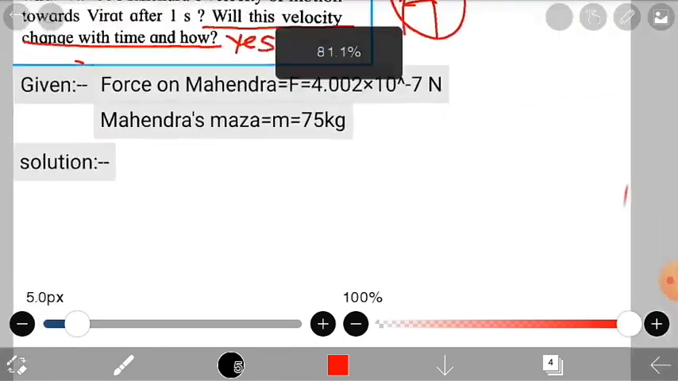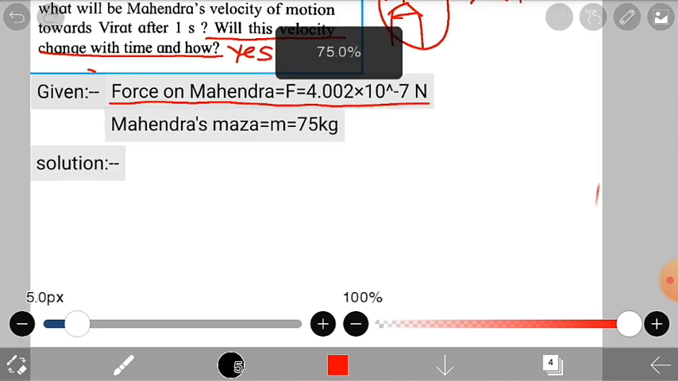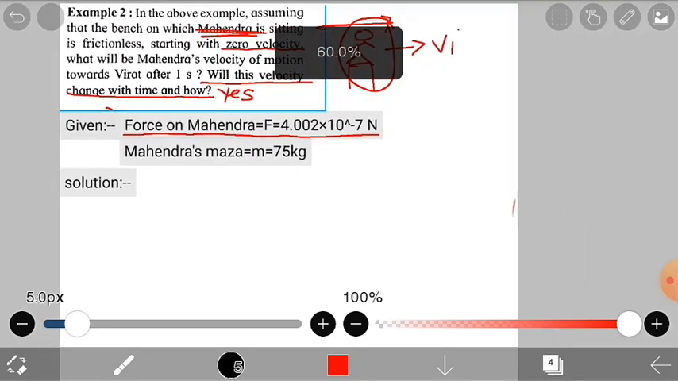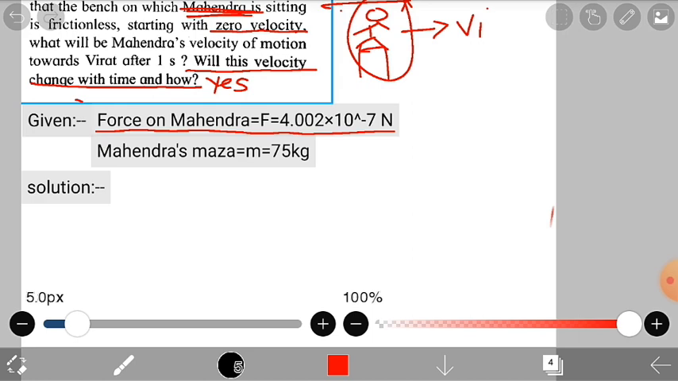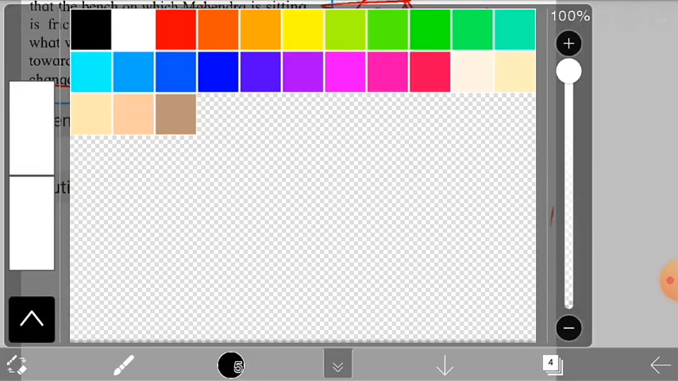Firstly, let's see what is given. The force on Mahendra is 4.002 into 10 raised to minus 7 Newton, that we calculated in the previous question, as both the questions are dependent on each other. Therefore, we have calculated the force 4.002 and the mass of Mahendra is 75 kgs.